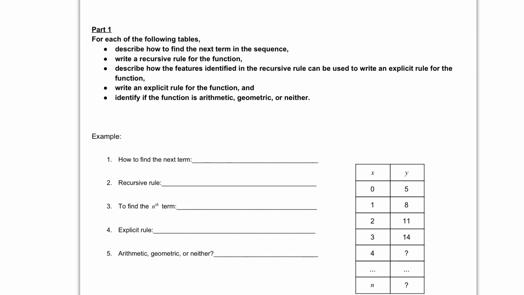So I'm going to do one with you, the example that we have right here, and then I'm going to have you go through and just do some work on your own to practice all the things that we've learned so far in Module 1.